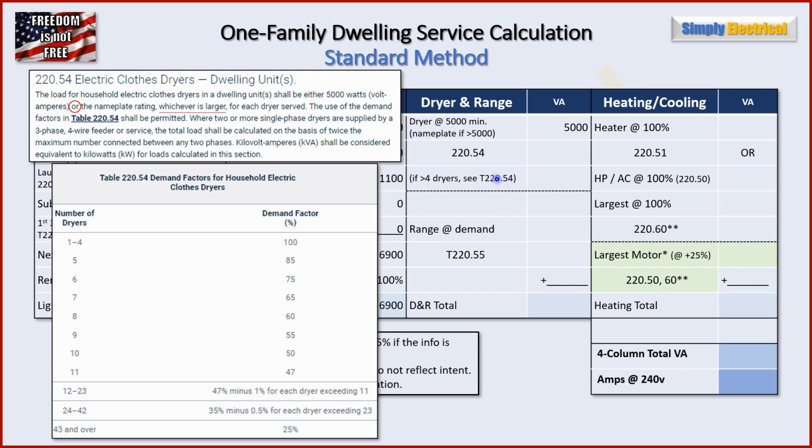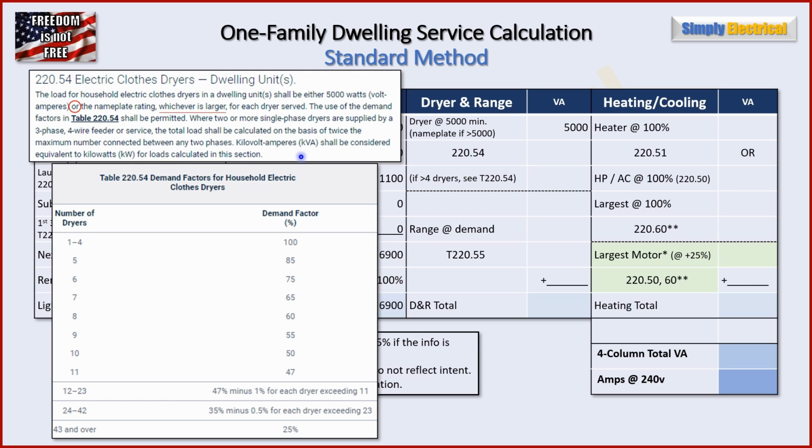Okay, now let's talk about this next sentence really quick. It says where 2 or more single-phase dryers are supplied by a 3-phase, 4-wire feeder or service, the total load shall be calculated on the basis of multifamily. So you can go check that out on my channel, and you can get the explanation of how to calculate that.